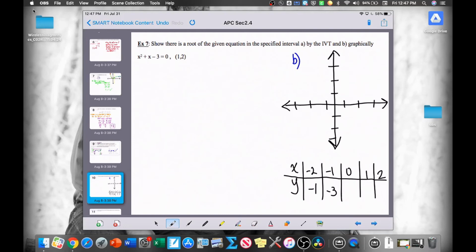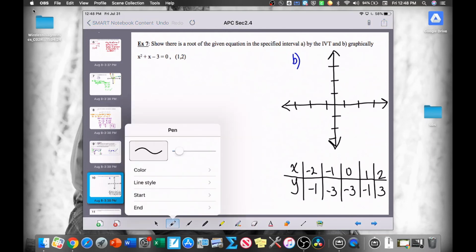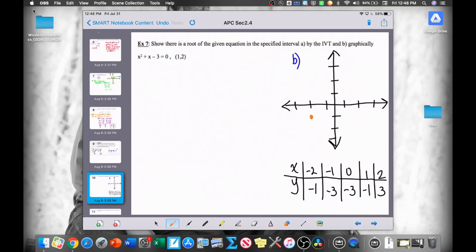When I plug in 0, I get -3. When I plug in 1, 1 squared is 1, plus 1 is 2. 2 minus 3 is -1. And when I plug in 2, 2 squared is 4. 4 plus 2 is 6. 6 minus 3 is 3. All right, so I have some points that I can plot here: (-2, -1), (-1, -3), (0, -3), (1, -1), and (2, 3).